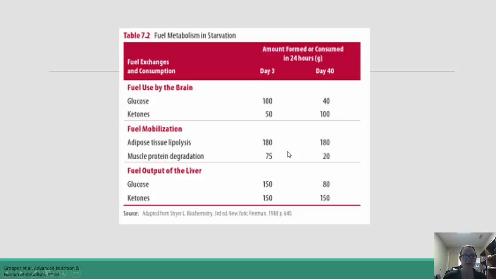For fuel mobilization, we can see that adipose tissue lipolysis continues throughout our starvation phase, but our muscle protein degradation is much heavier earlier in starvation, and then we have protein sparing later in starvation. For fuel output from the liver, glucose output is pretty high at the beginning of starvation, but as we move further into starvation, our glycogen levels are depleted, and we're also not making glucose from amino acids as much anymore. Our ketones continue to stay high though, so we're relying a lot more on fat for energy.